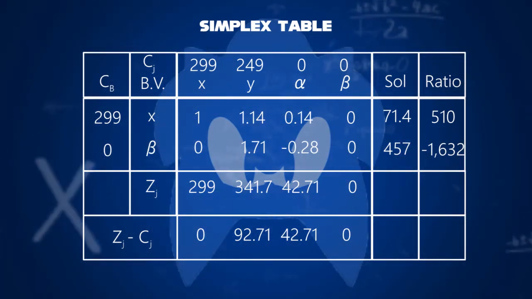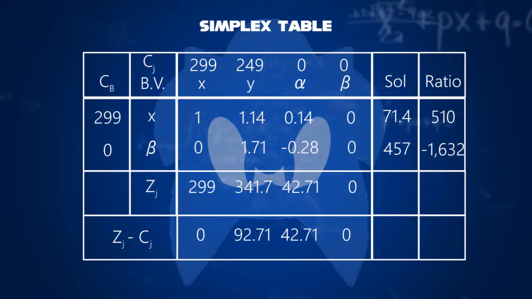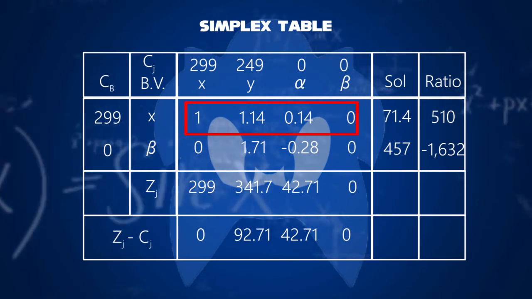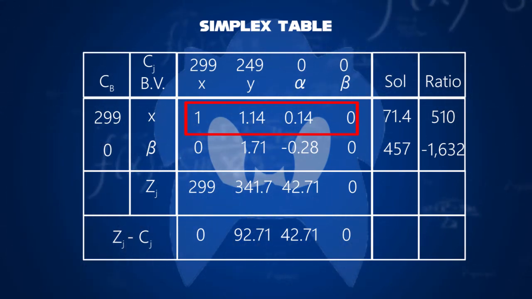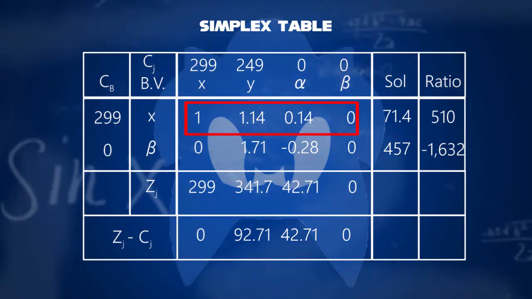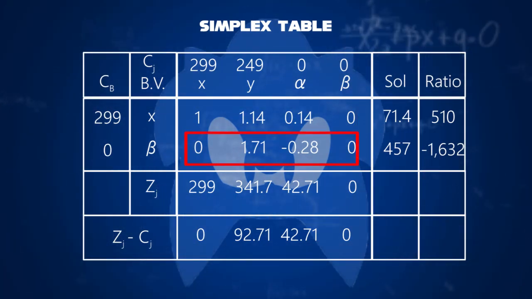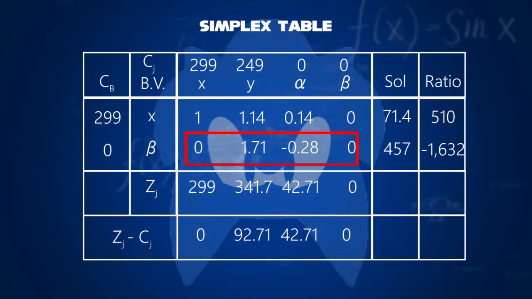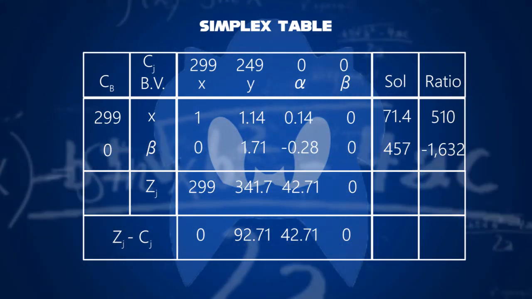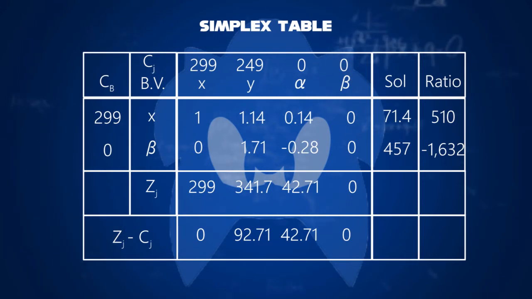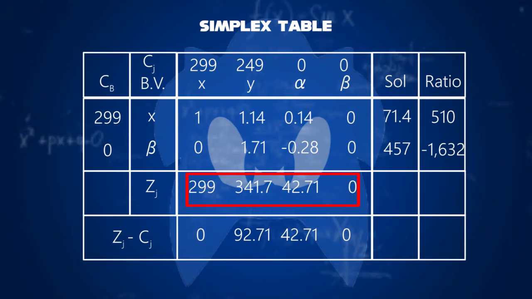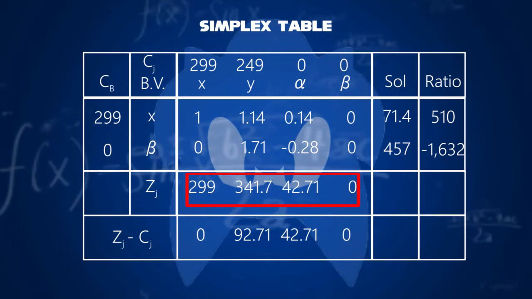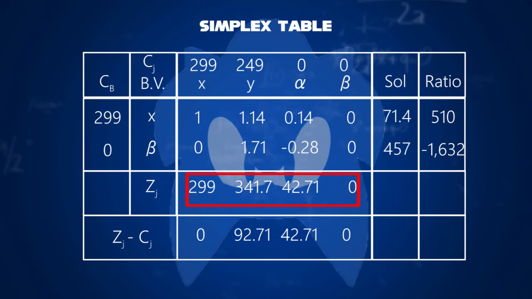Alpha is removed and x is entered. We get the row 1, 1.14, 0.14, and 0. The solution is 71.4, and the second row is 0, 1.71, minus 0.28, and 0. The solution is 457. Zj minus cj will have 0, 92.71, 42.71, 0. Taking the highest number, 92.71, which belongs to the second column, to obtain a final table.